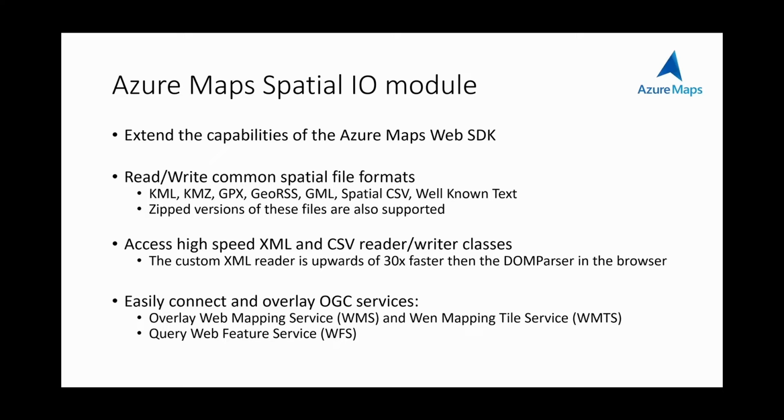So things like KML, KMZ, GPX, GeoJSON, GML, CSV files, or delimited files that have spatial columns in them, and well-known text. You can even pass in zipped versions of these files as well, and it'll handle those quite easily. One of the cool things that we did as part of the creation of this library is we wrote our own XML and CSV reader writer classes, and what we found was that our XML reader was actually 30 times faster than the built-in DOM parser in the browser.